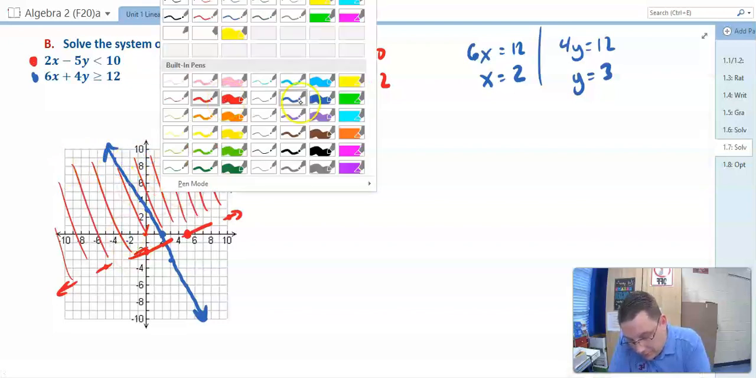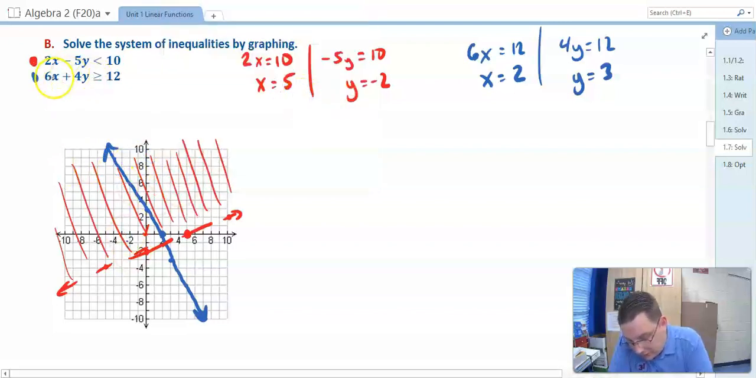And then we look at the blue. Is 0, 0 going to work for this? Is 0, 0 greater than or equal to 12? That is false, so it does not work for the blue. So I'm not going to shade this way. I'm going to shade the opposite side, which is over here.